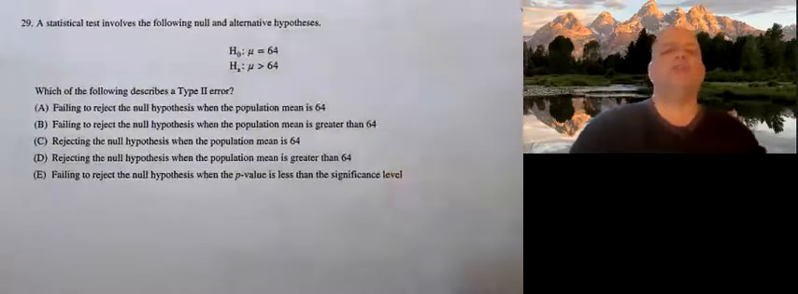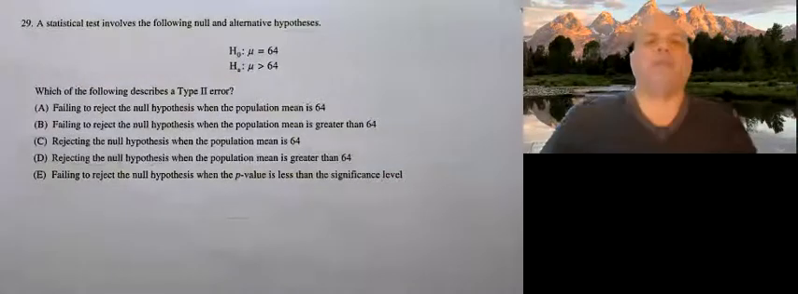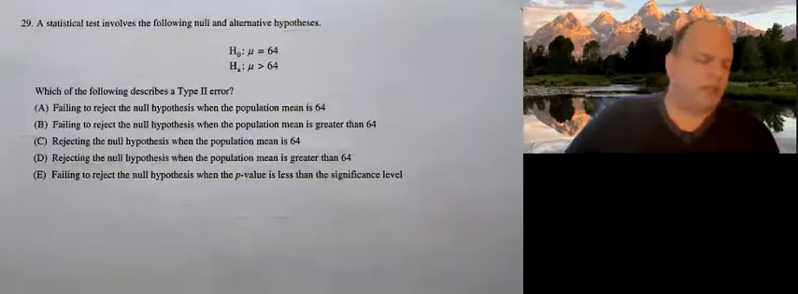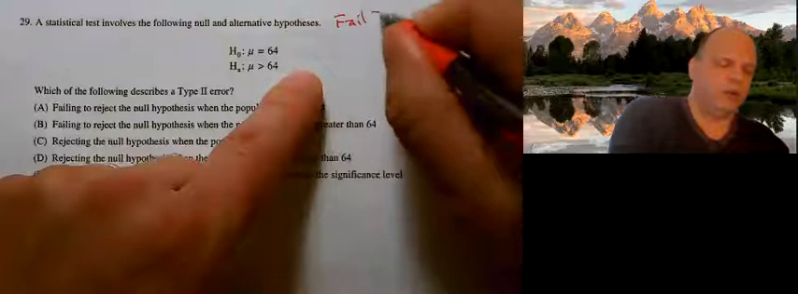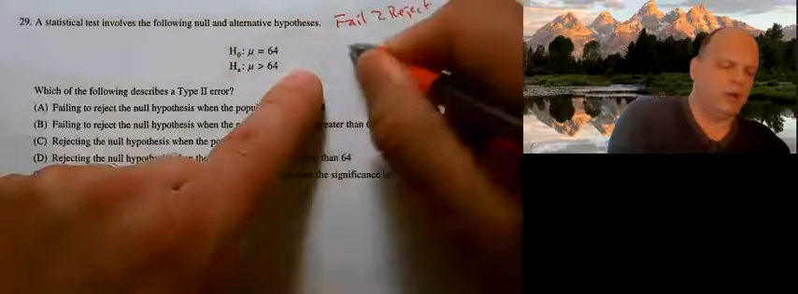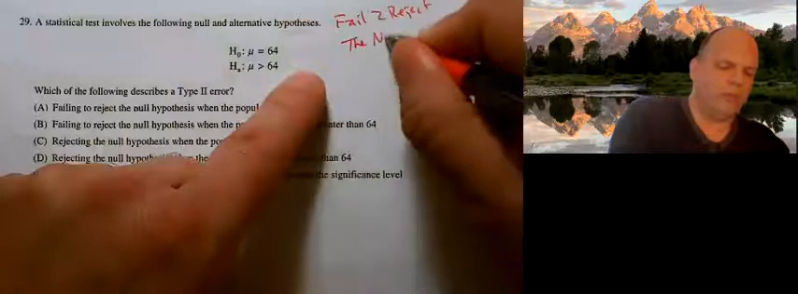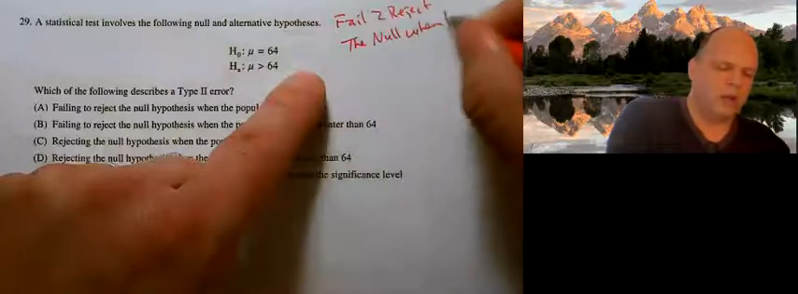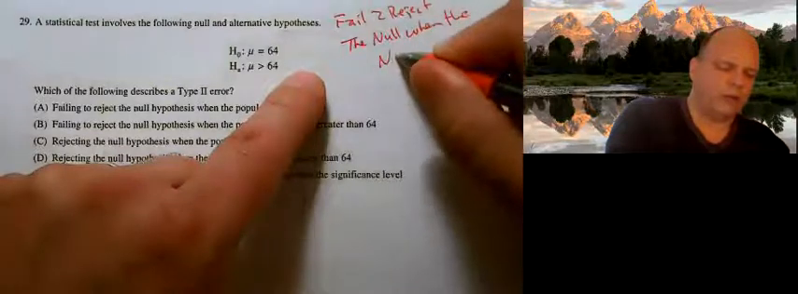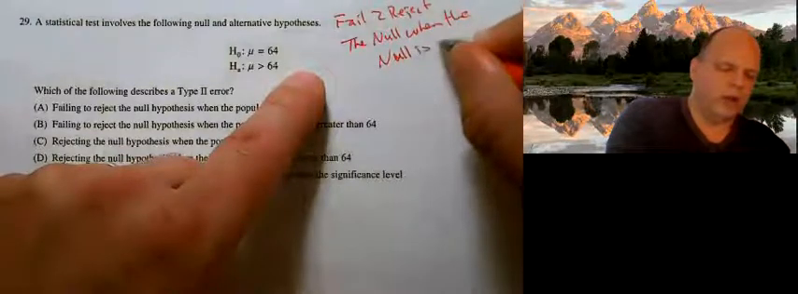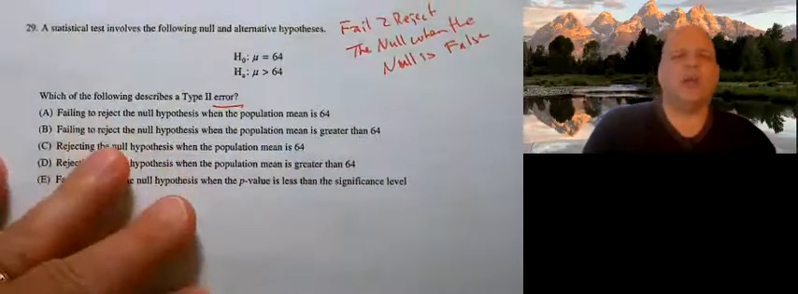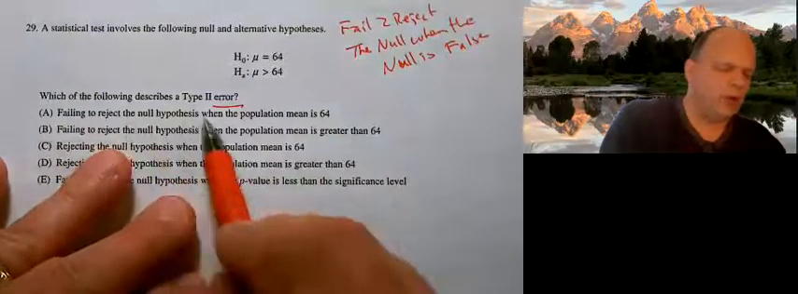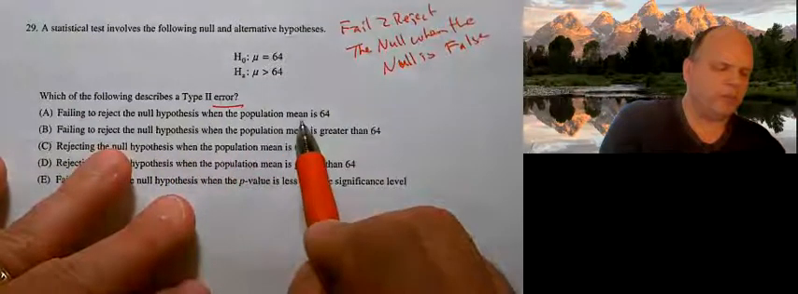Number 29. A statistical test involves the following null and alternative hypothesis. Which of the following describes a type 2 error? Well, type 2 is a fail to reject the null when the null is false. And by the way, please note, this has the word error. It means it was a mistake. So failing to reject the null when the population mean is 0.64.